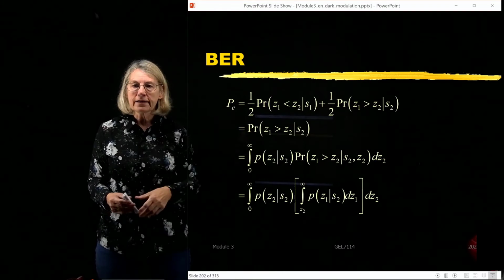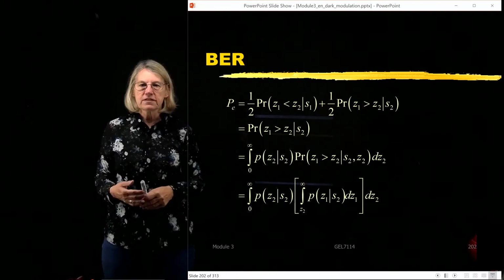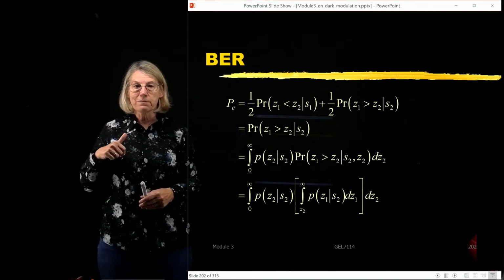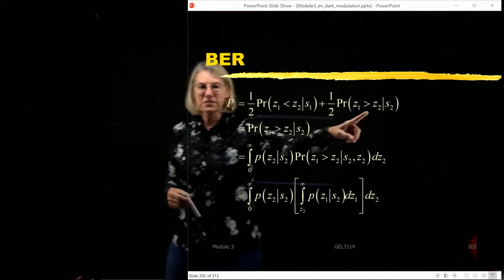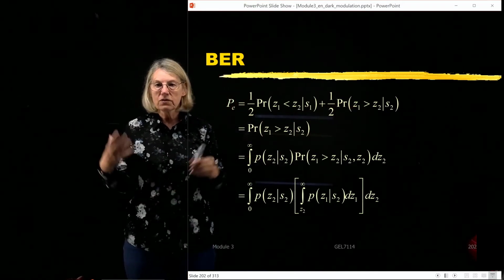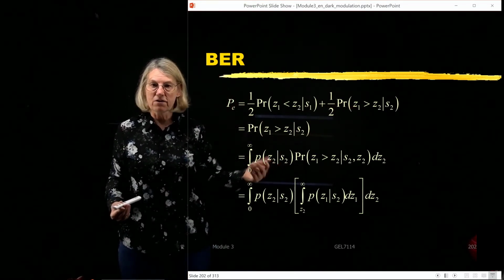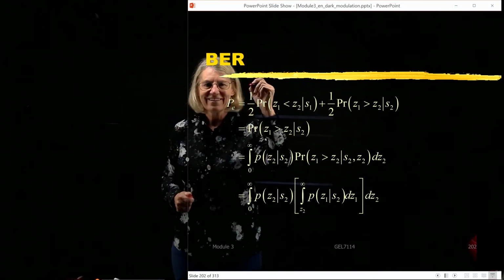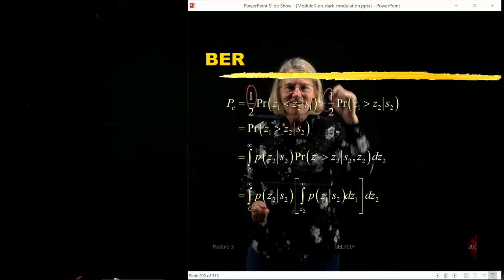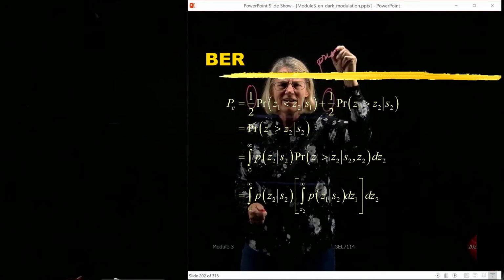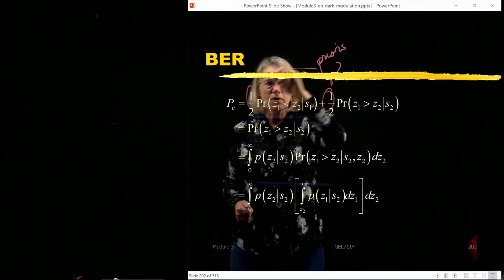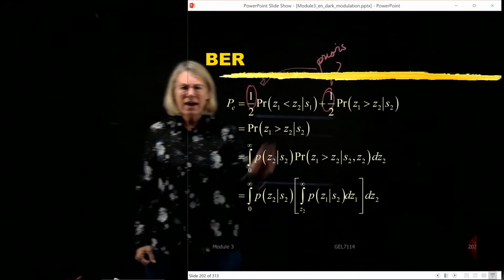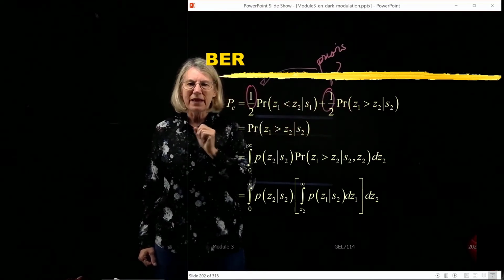So now I want to calculate the bit error rate for this binary system. I know that there are 2 kinds of errors. I can make a mistake when S1 is sent, or I can make a mistake when S2 is sent. And so for the total error, it's 1/2, and these are the priors. I'm assuming here that they have equal priors, that the probability of each symbol is equal to 1/2. So I have these priors, and I multiply by the probability of making a mistake.